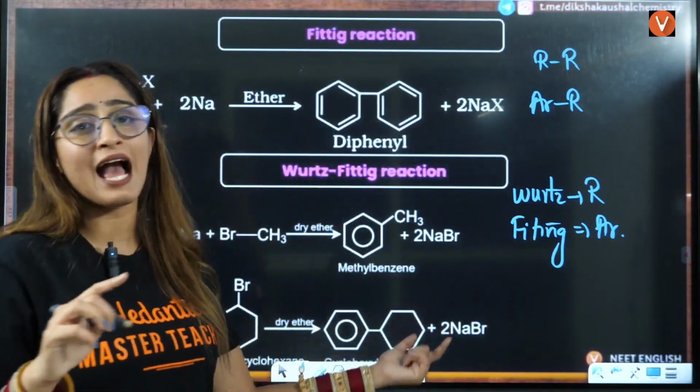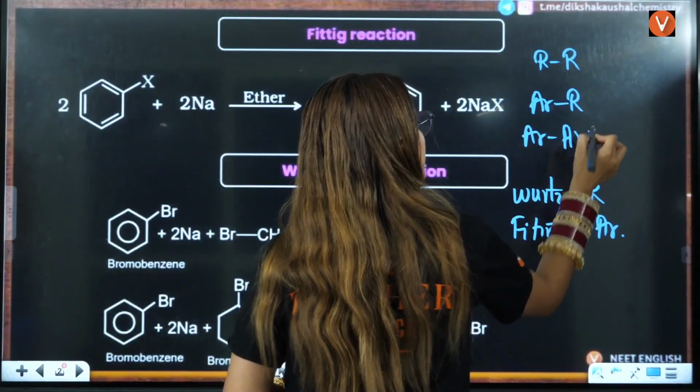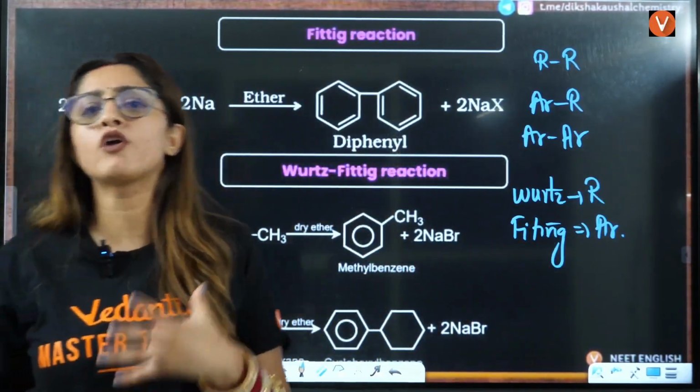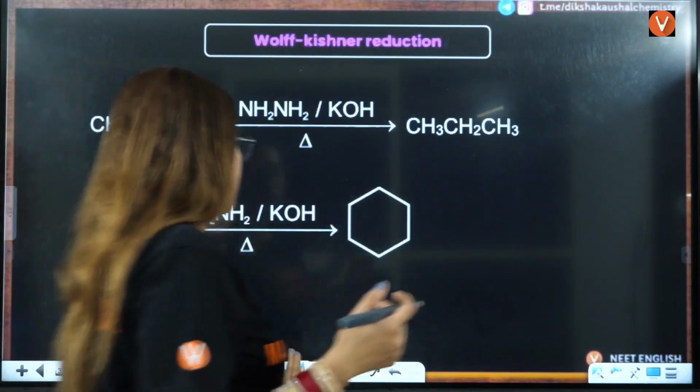But in Fittig reaction, you will have two aryl halides, where these two aryl halides will attach and you will have the formation of a diphenyl or biphenyl kind of product. Right? Next, we have Wolff-Kishner reduction.